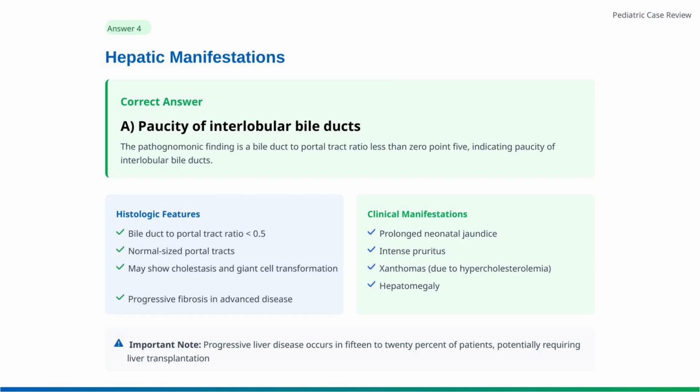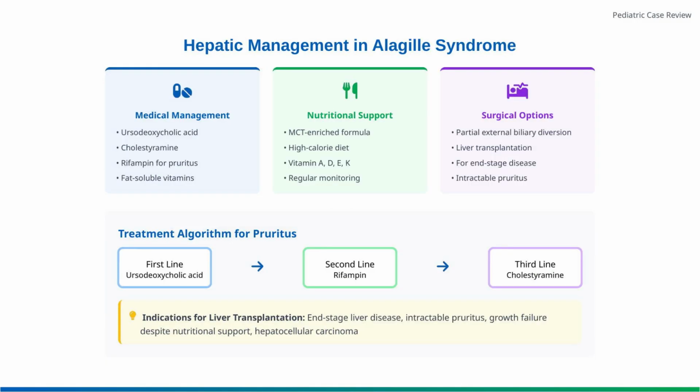Clinical manifestations include prolonged neonatal jaundice, intense pruritus, xanthomas due to hypercholesterolemia, and hepatomegaly. Progressive liver disease occurs in 15 to 20% of patients. Hepatic management in Alagille syndrome requires a comprehensive approach.